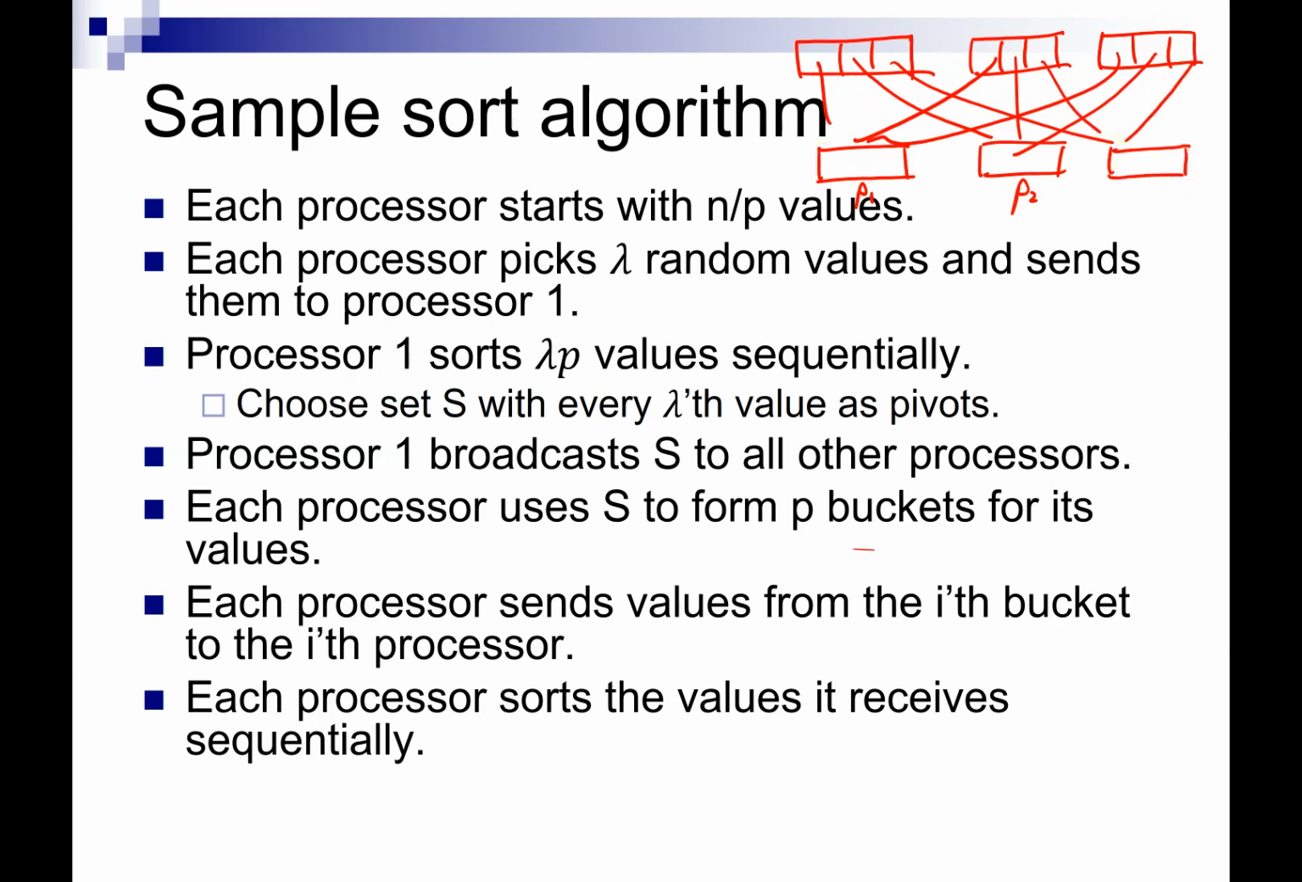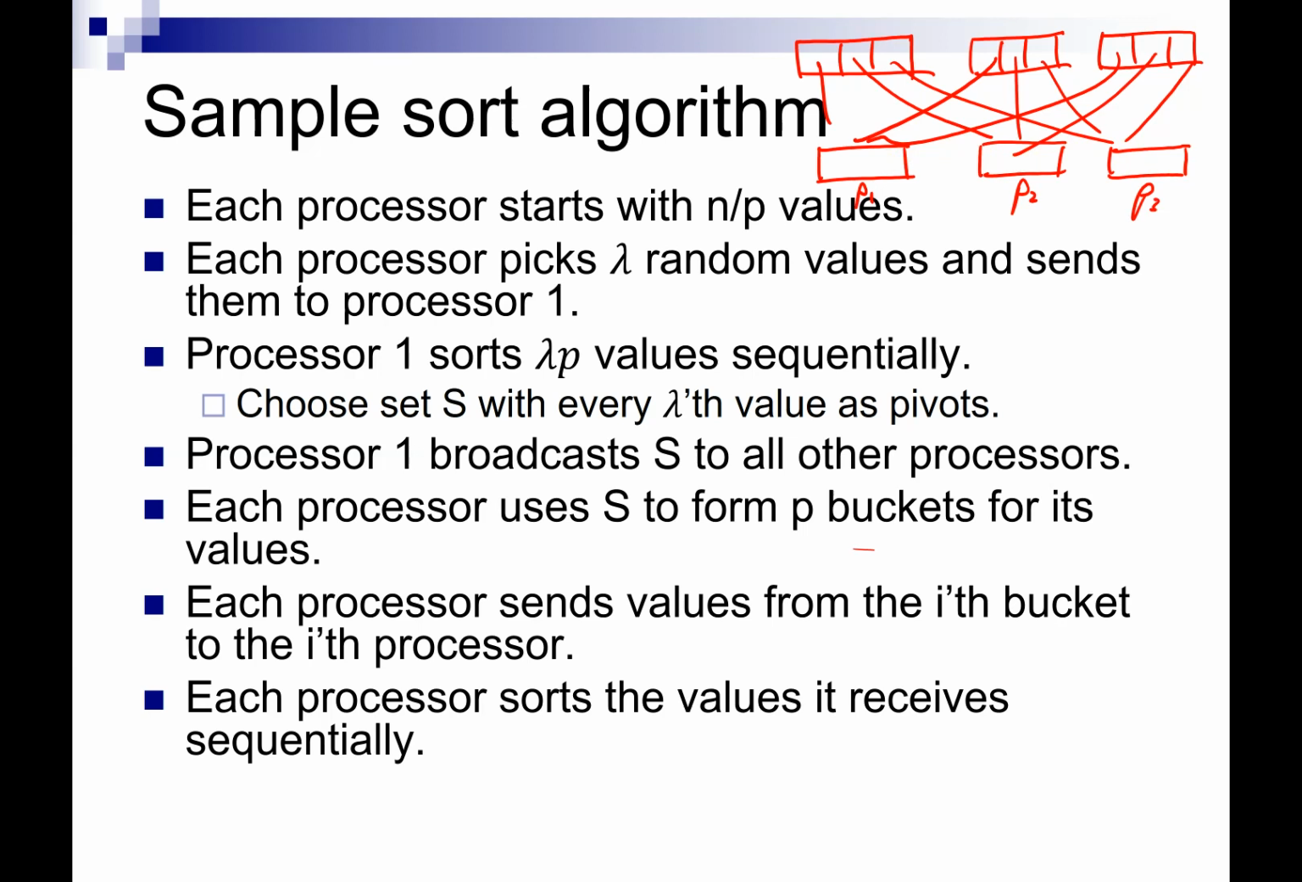And since all of these buckets were formed by these same pivots, by these lambda values, then using the previous theorem that we had, all of these buckets that P1, P2, and P3 end up forming are at most size 4 times n divided by p with high probability. Now we just have each processor sort its own bucket locally, and then we're done.